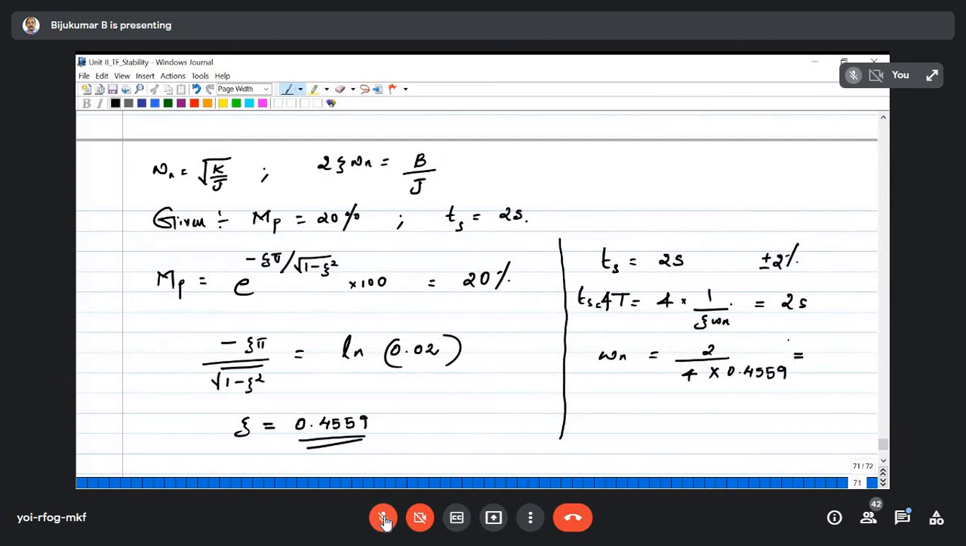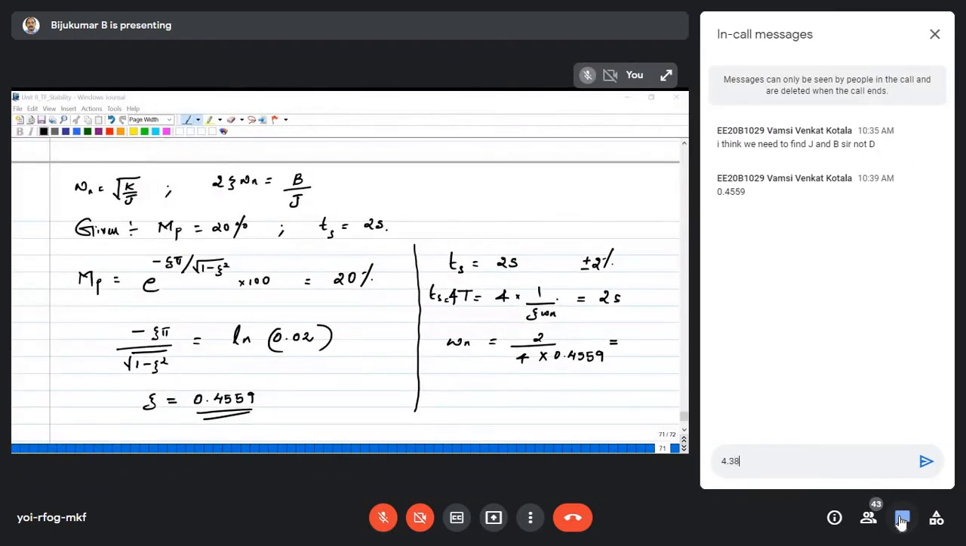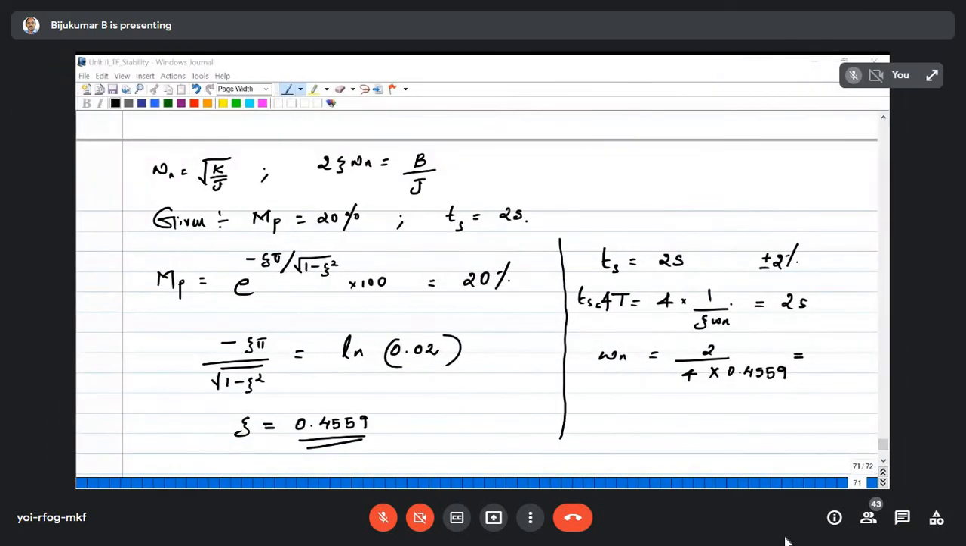So what is omega n from this? Please put in the chat box. There are some issues with the voice. 4.386. Okay. If any mistake is there, tell me. 4.386 radians per second. So if you know zeta omega n, we can find omega n, right?